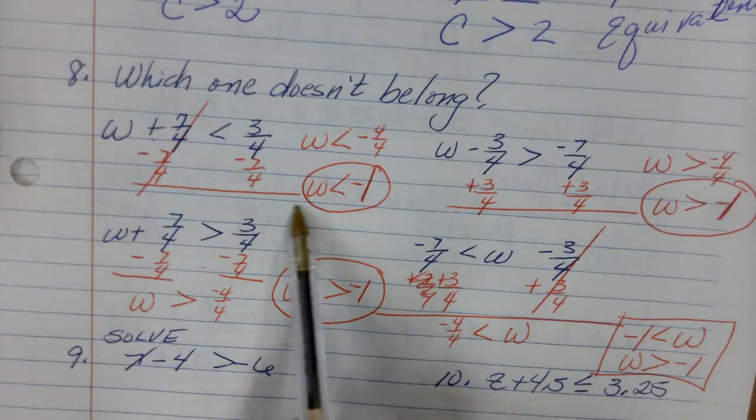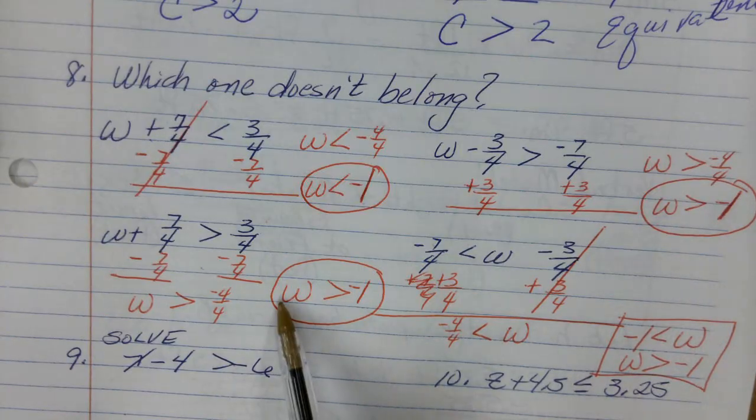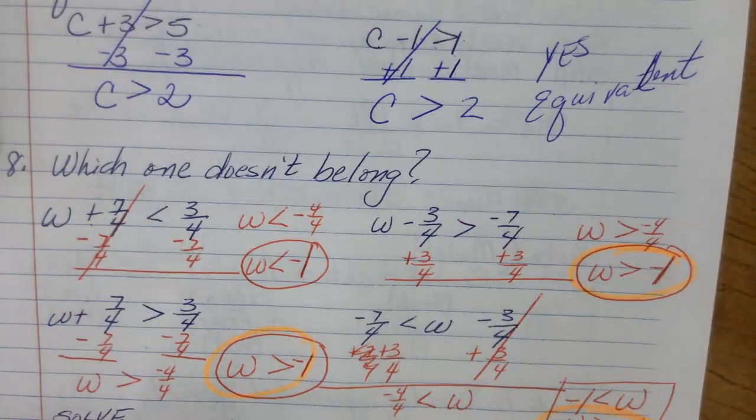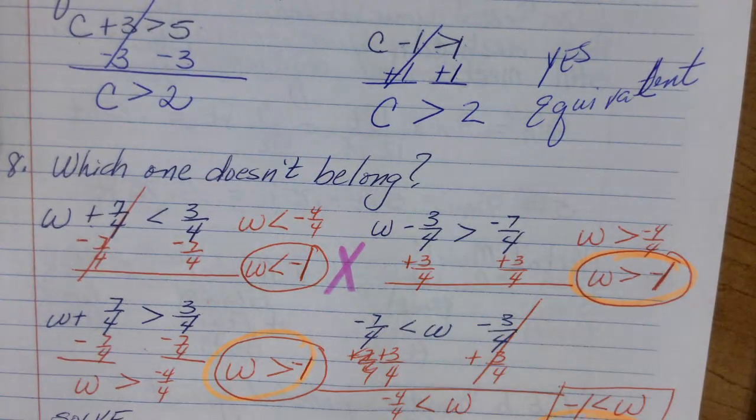So we have W is less than negative 1, W is greater than negative 1, W is greater than negative 1, and W is greater than negative 1 here. So these three match. This one is the one that doesn't belong.